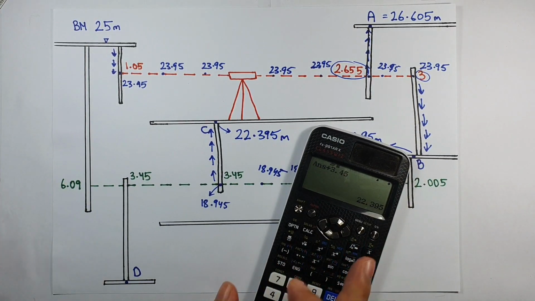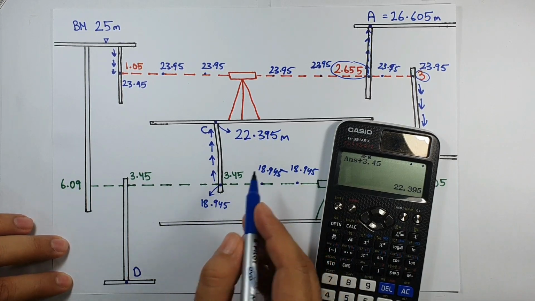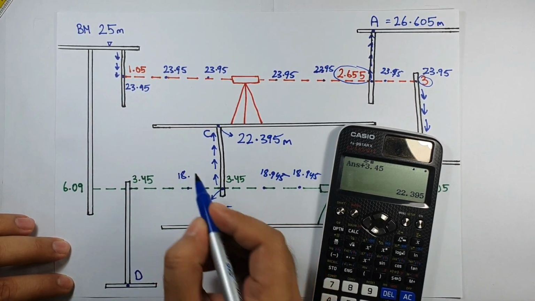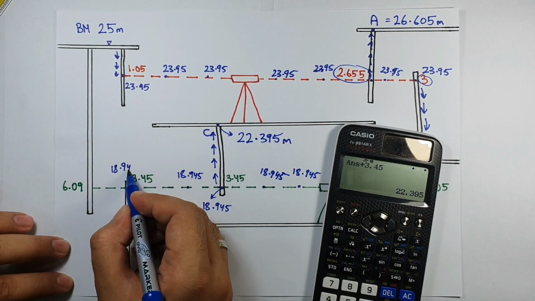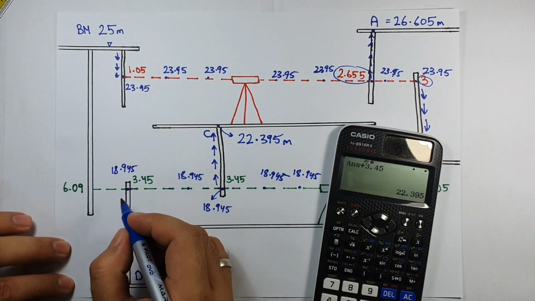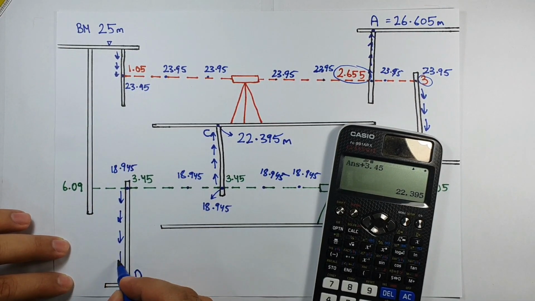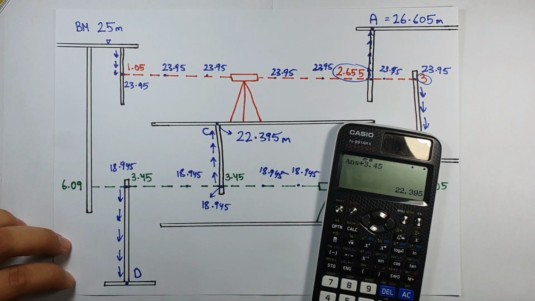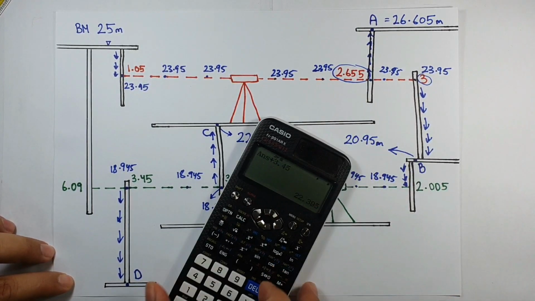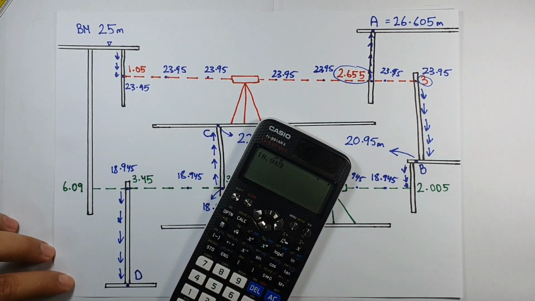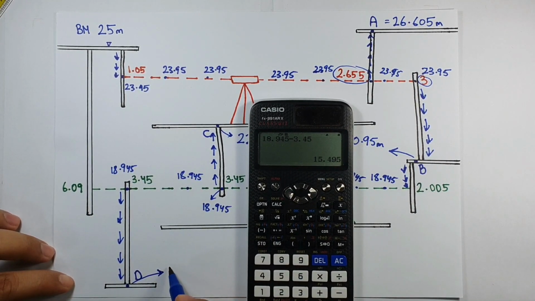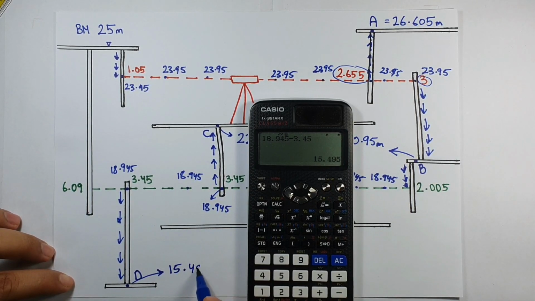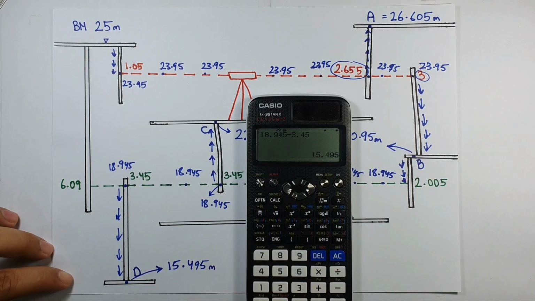Now going to point D, we'll continue with the HPC, 18.945, here 18.945 as well. Now we have to go down to reach point D. As we said, going down means subtracting. So 18.945 minus 3.45, which gives us 15.495 meters as a reduced level of point D.